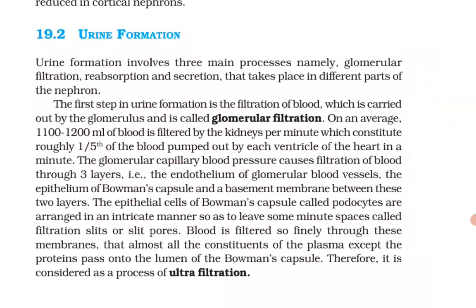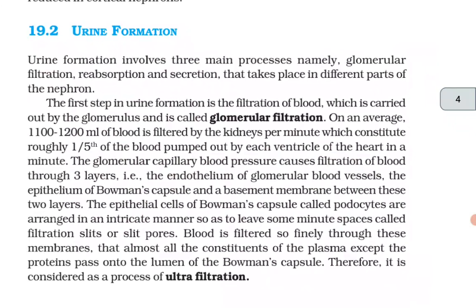Urine formation. Urine formation involves three main processes, namely glomerular filtration, reabsorption and secretion, that take place in different parts of the nephron. The first step in urine formation is the filtration of blood, which is carried out by the glomerulus and is called glomerular filtration. On an average, 1100 to 1200 ml of blood is filtered by the kidney per minute, which constitutes roughly 1/5 of the blood pumped out by each ventricle of the heart in a minute.